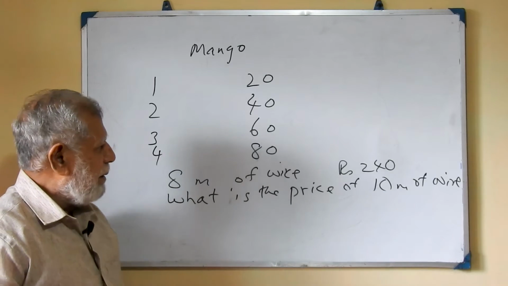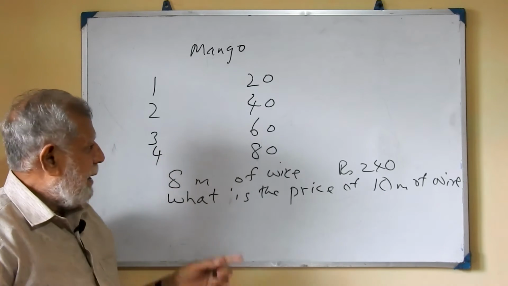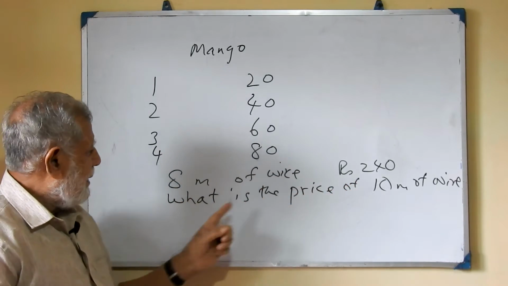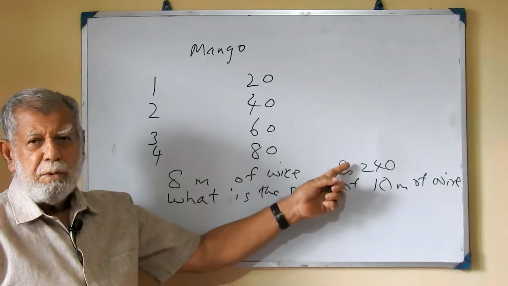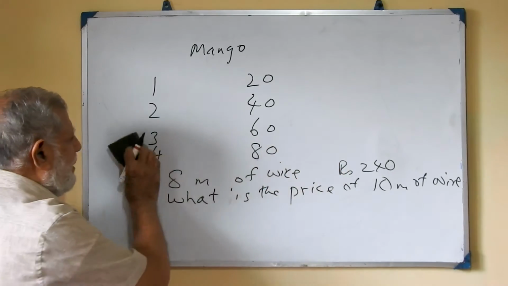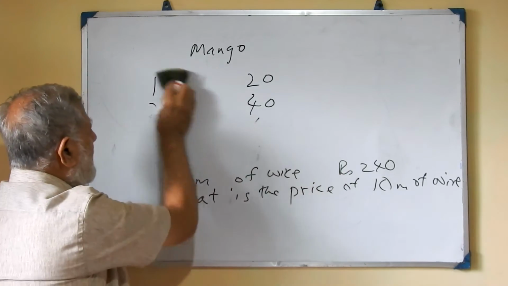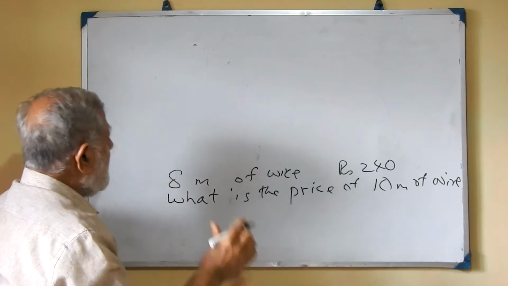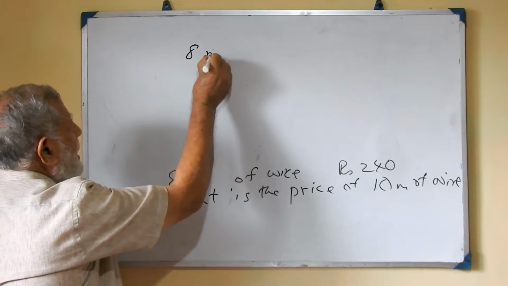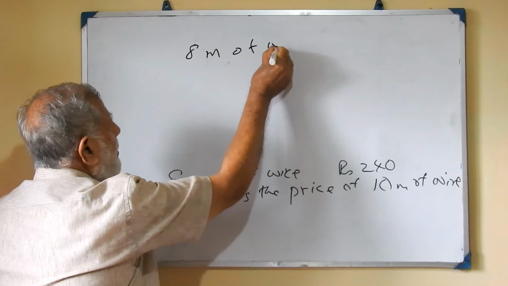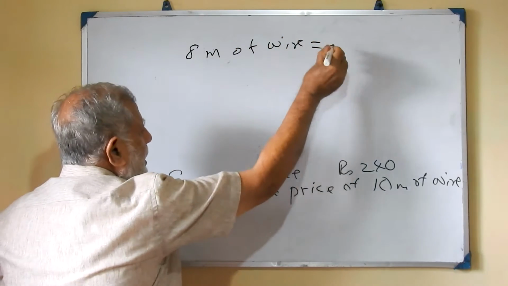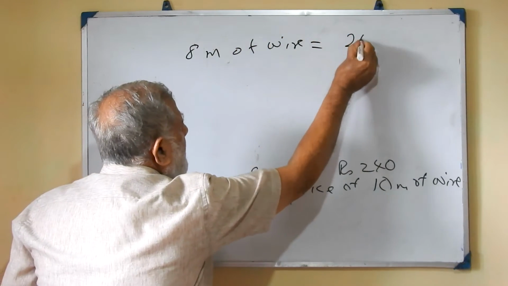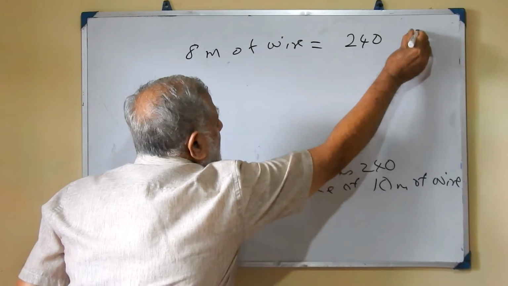Now this is somewhat direct proportion. We know that 8 meters cost 240, so definitely 10 meters will cost more than 240. This is how we tackle the sum. There are two methods to tackle this sum. First, we just write like this: 8 meters of wire equals 240 rupees. You can write rupees here even.